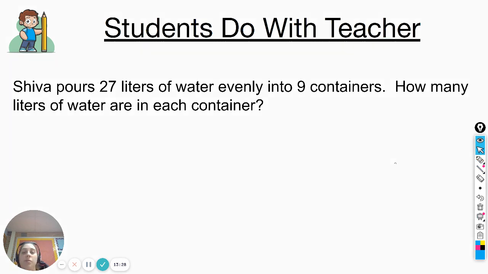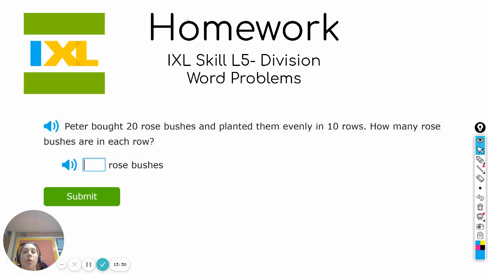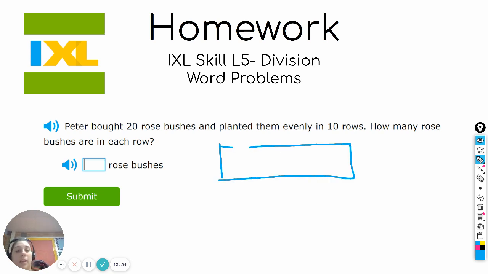Go ahead and erase those whiteboards, and now we're going to go to your homework, which is IXL Skill L5, division word problems. So very similar to what you did with the multiplication ones, except now they're all division. So for example, here we have Peter, and he bought 20 rose bushes and planted them evenly in 10 rows. How many rose bushes are in each row? So you would have to do your tape diagram. Okay, you have 20 divided by 10.